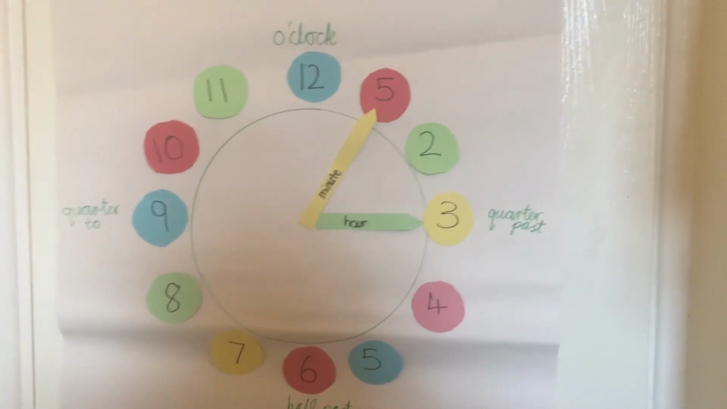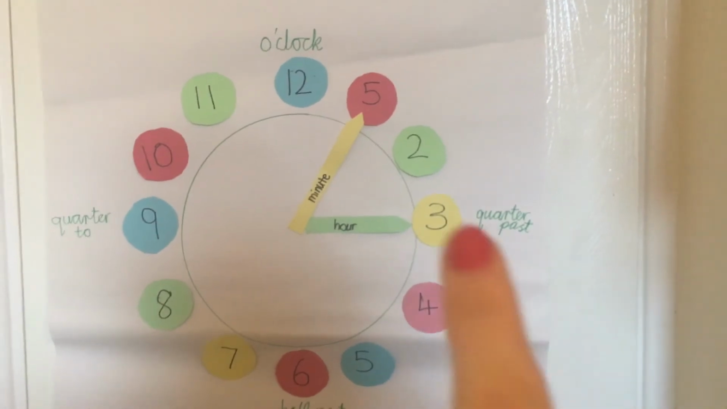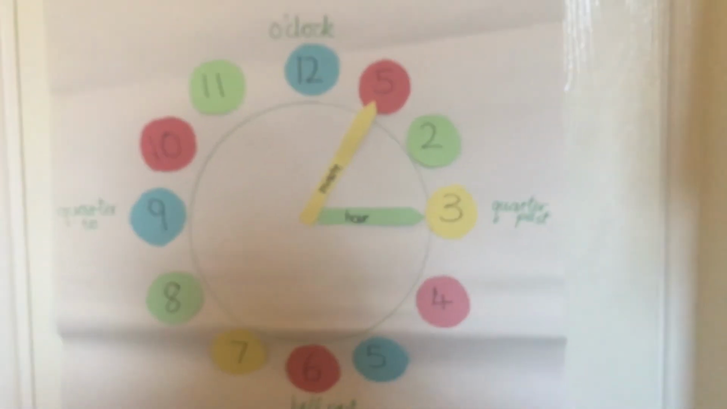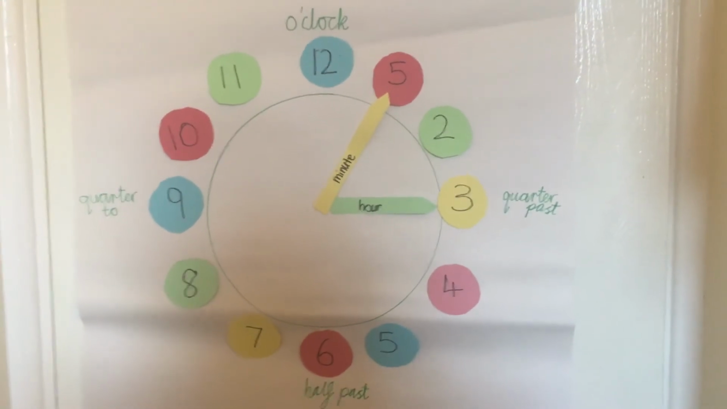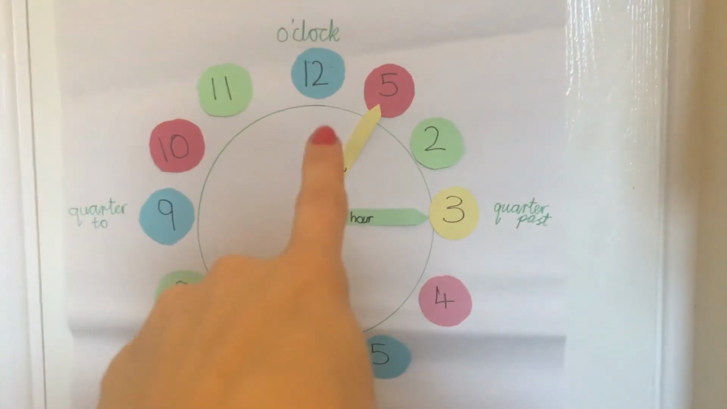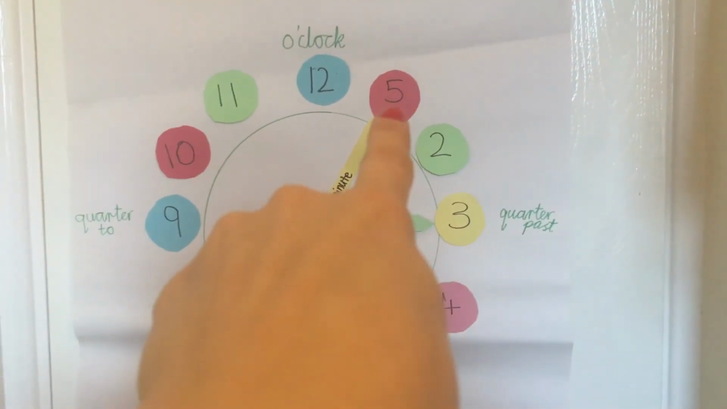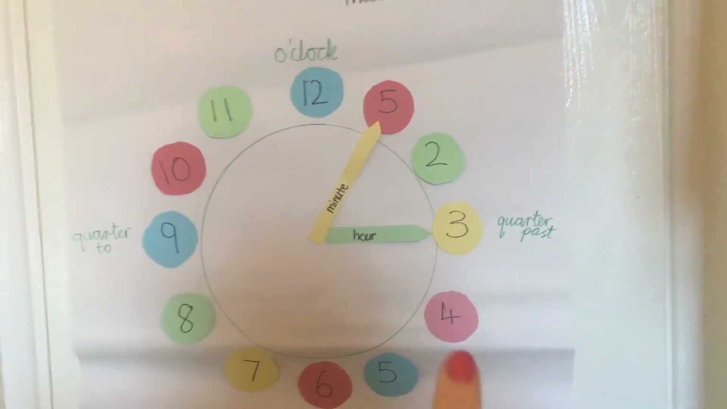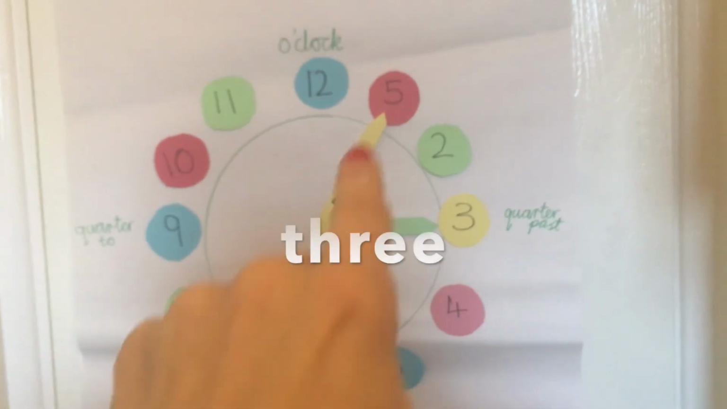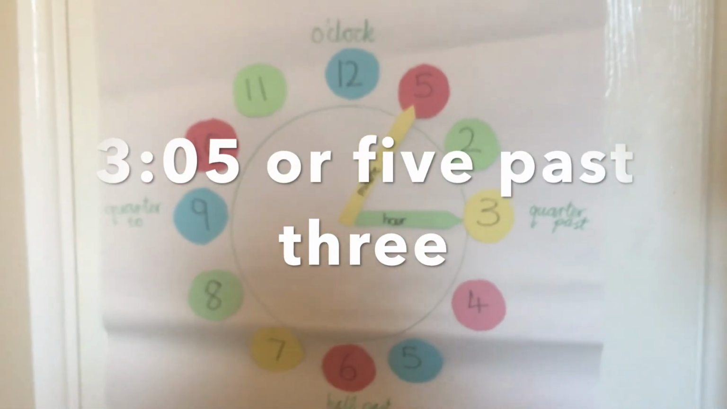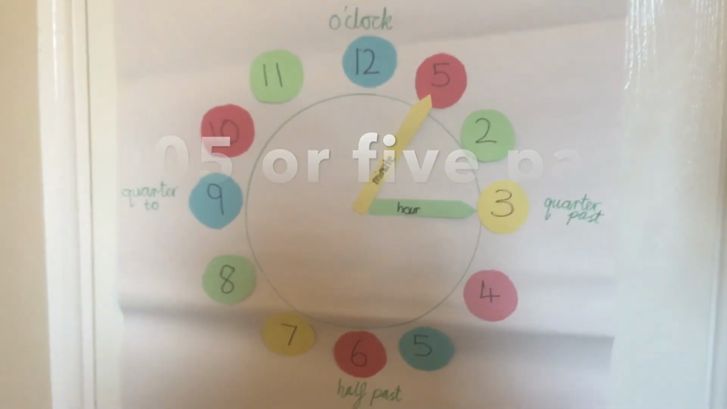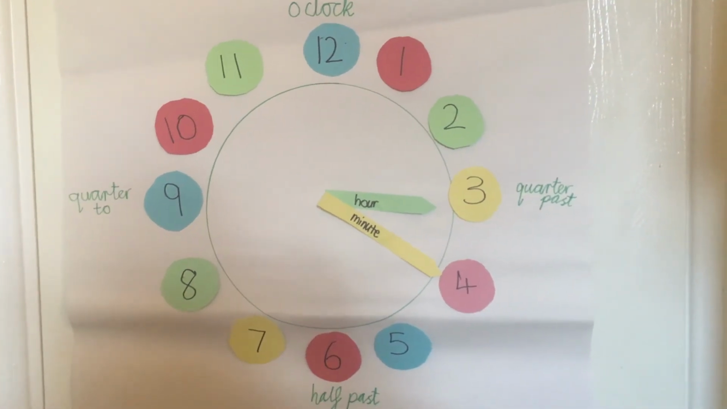So if we are trying to work out this time, let's start with the hour. So our hour hand is pointing to the 3. So I know that it's going to be 3 something. Then we need to look where our minute hand is pointing. So if we're counting in intervals of 5, it would be 5. So the time is 3:05, or 5 minutes past 3.